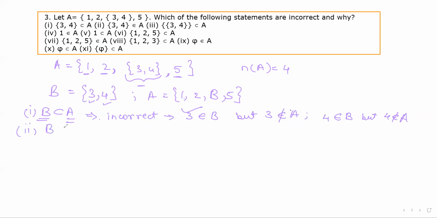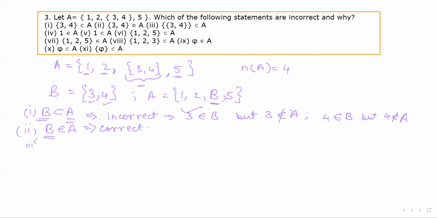Second, {3, 4} belongs to A. We'll rewrite this as B belongs to A. Now, belongs to means the left-hand side should be considered as an element and the right-hand side as a set. So, is B an element of A? Amongst A, is B an element? That's true. So, this statement is correct.